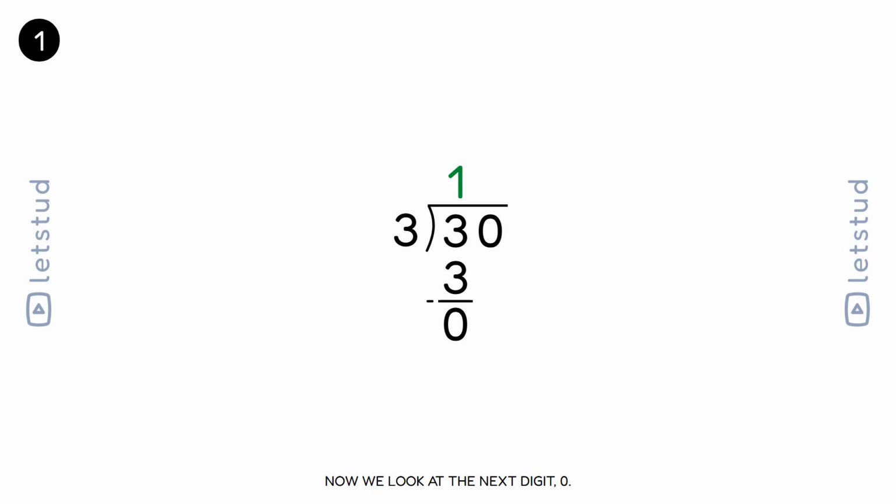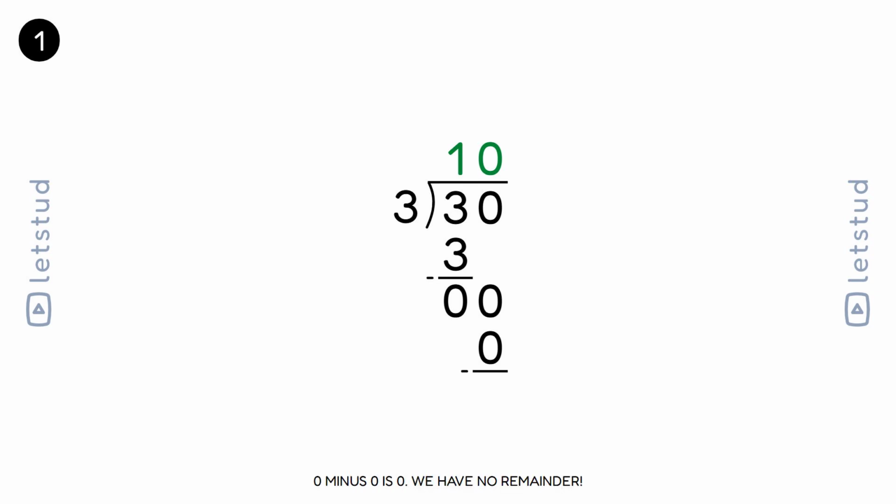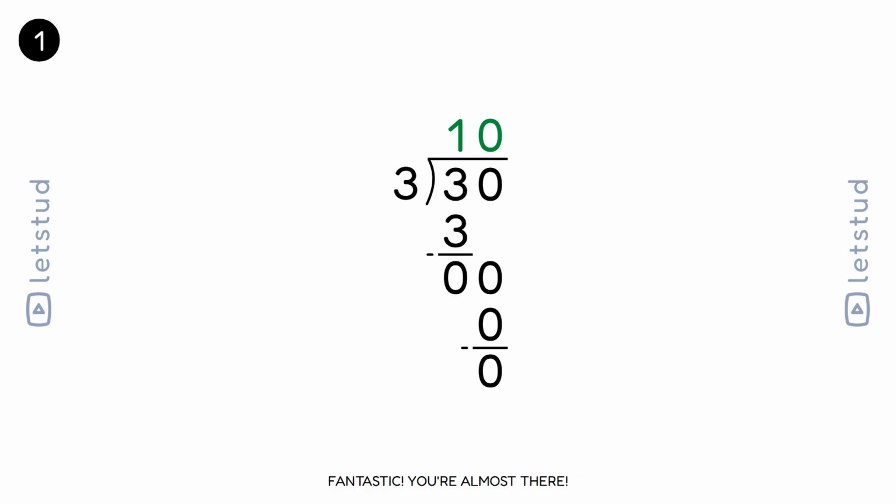Now we look at the next digit, 0. We now have 0. How many times does 3 go into 0? No new digits to bring down. 3 goes into 0, 0 times. 0 times 3 is 0. 0 minus 0 is 0. We have no remainder. Fantastic, you're almost there.